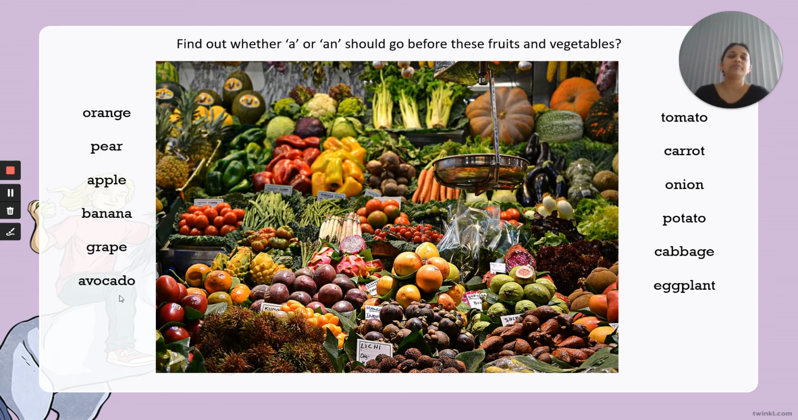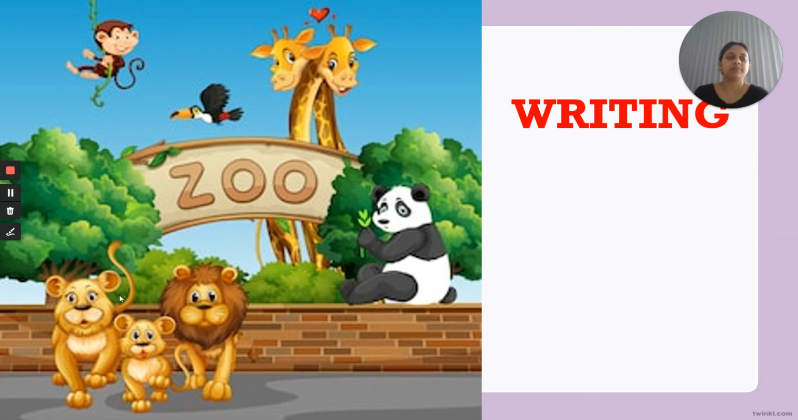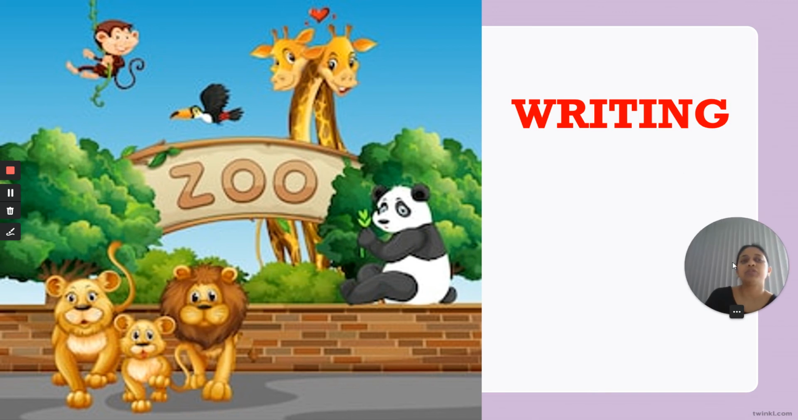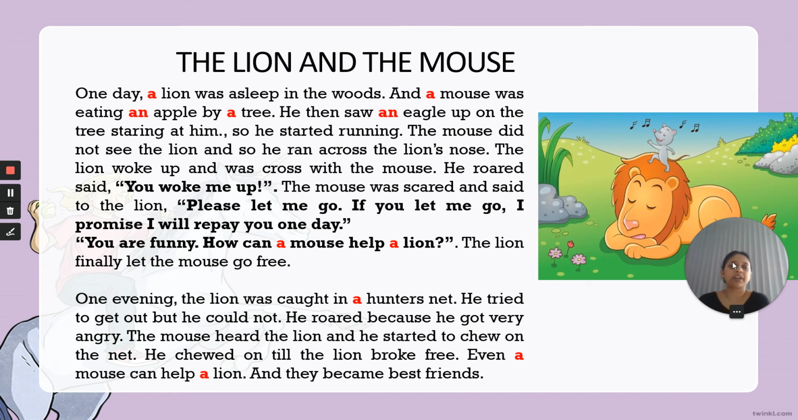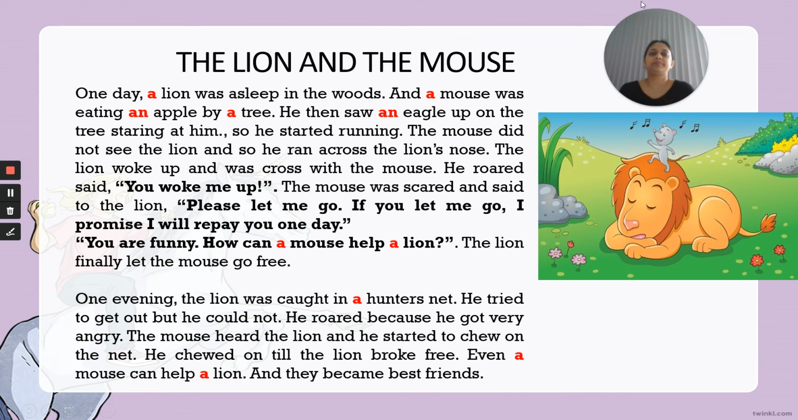And now we will move on to the writing. So the writing is still doing articles or followed by articles, but it will be in a paragraph. Okay, so I have done a paragraph over here on the story of the lion and the mouse. Okay, and I've used the articles a and an in my paragraph. So I've got two paragraphs here.